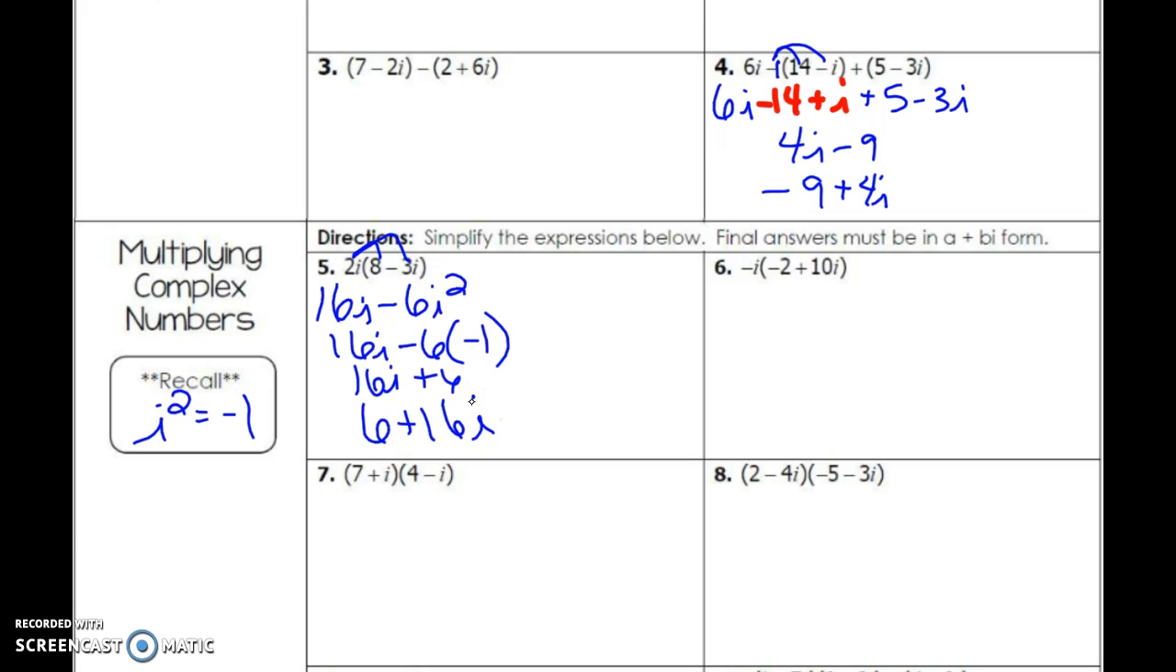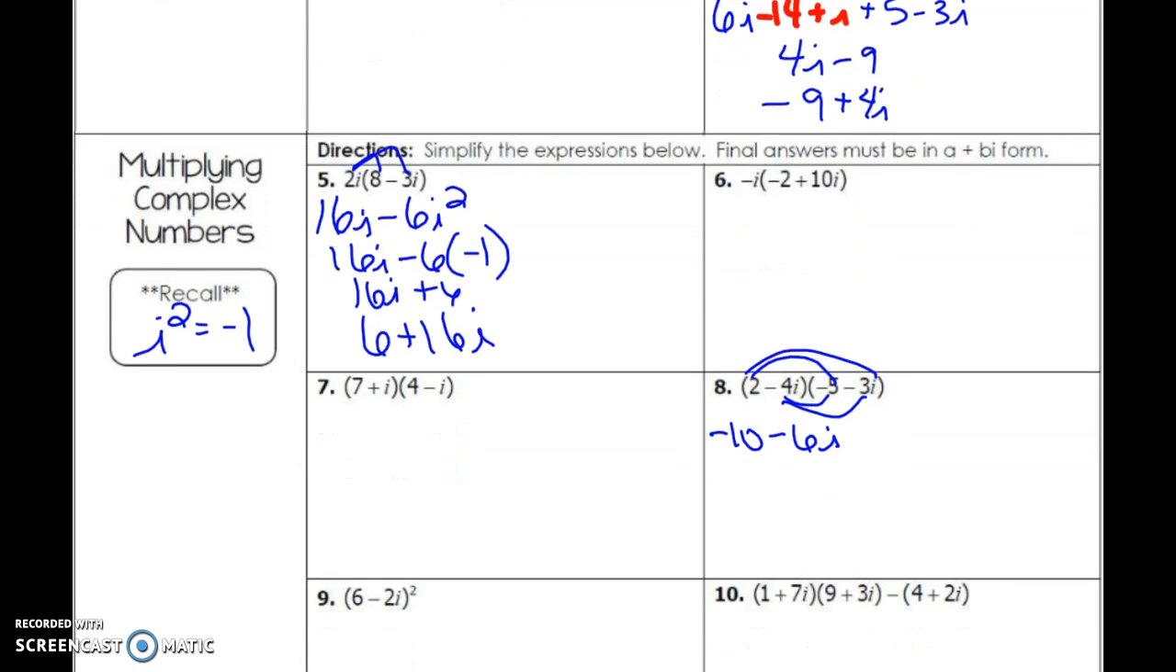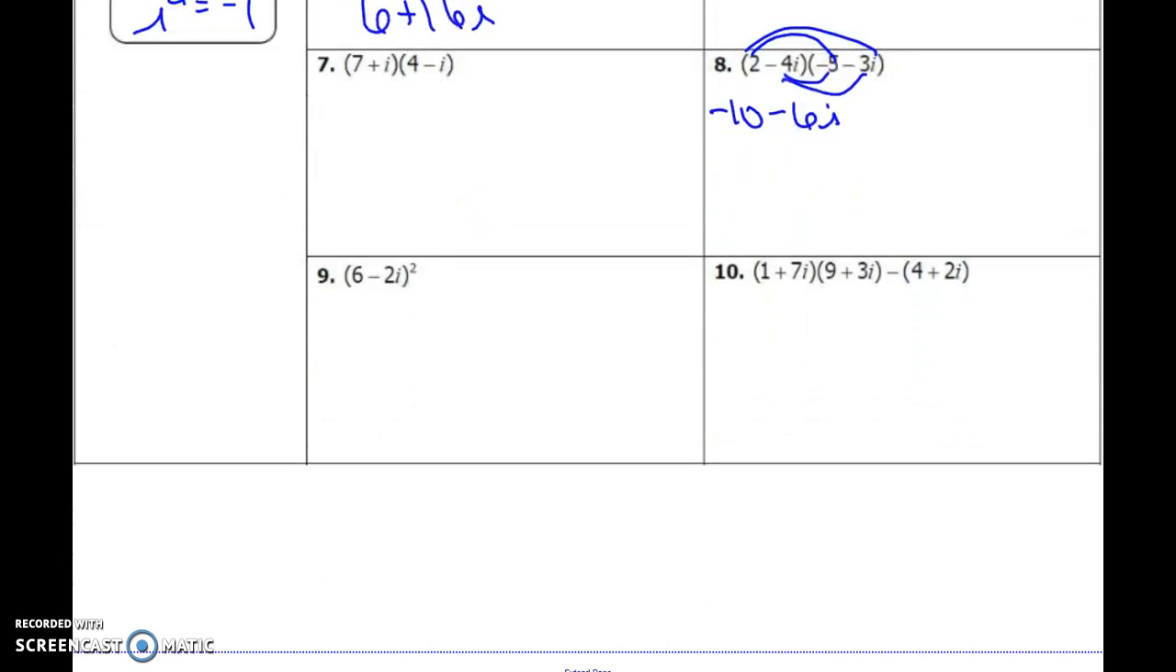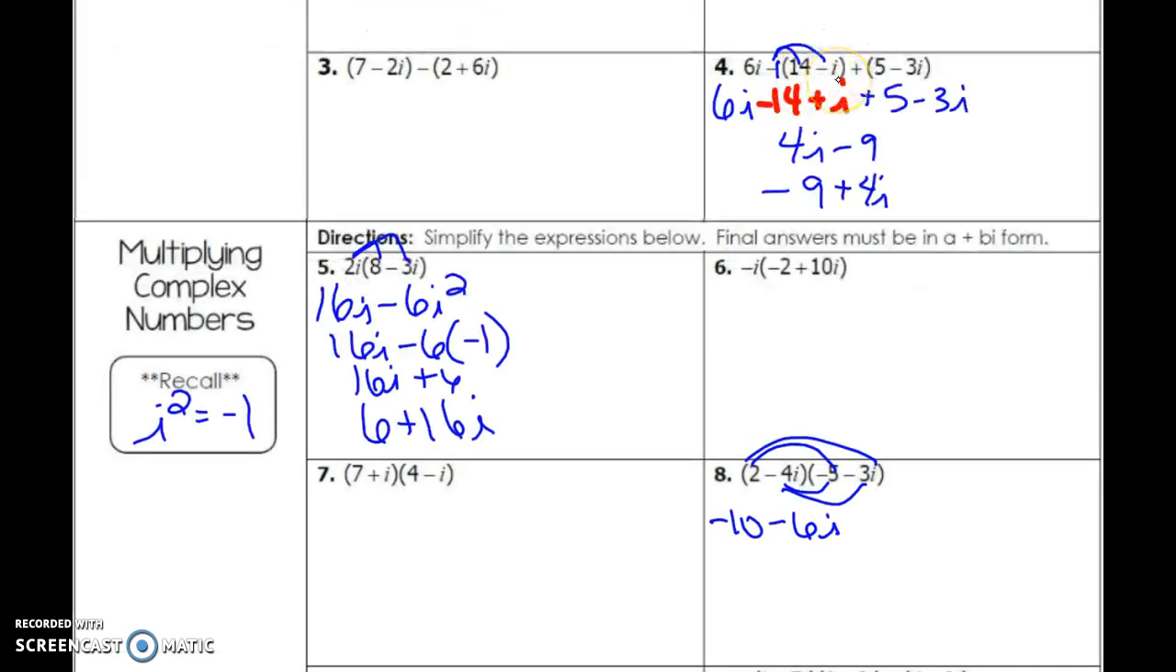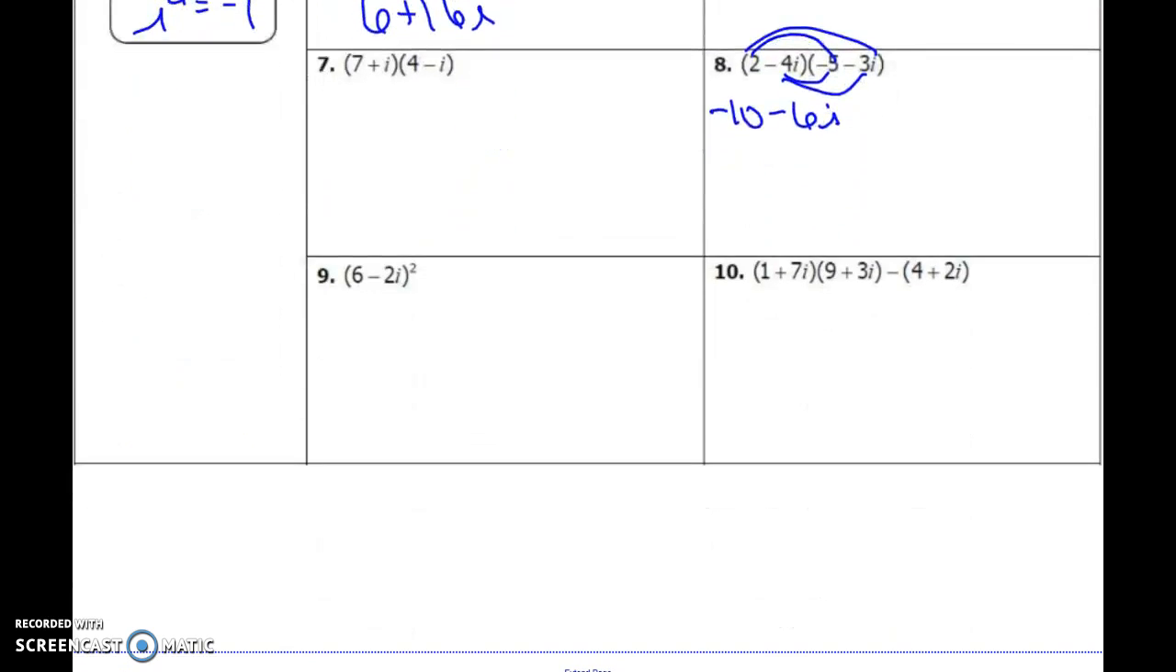All right, let's jump down and do number 8. This time, we're not just going to distribute, we're going to FOIL. First, outside, inside, last. So we're going to take 2 times negative 5 to get negative 10. 2 times negative 3i to get minus 6i. Continue on with that one. So we got inside negative 4i times negative 5 would end up being plus 20i. And then last, negative 4 times negative 3, positive 12, i times i, i squared.